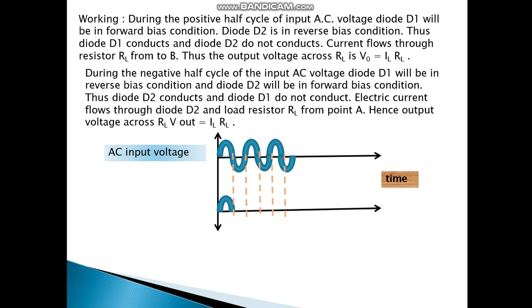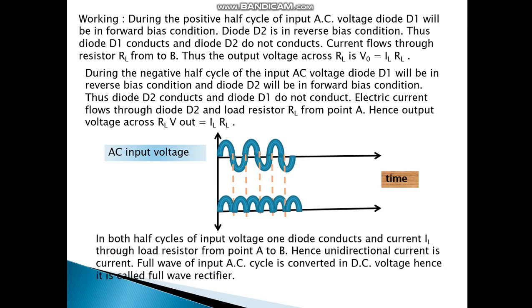During the negative half cycle of the input AC voltage, diode D1 will be in reverse bias condition, but the diode D2 will be in forward bias. Thus, diode D2 conducts, diode D1 does not conduct. Electric current flows through the diode D2 and the load RL from the point A. Hence, output voltage across RL is what? IL into RL. This process repeats again and again, and this is how you get the DC voltage.